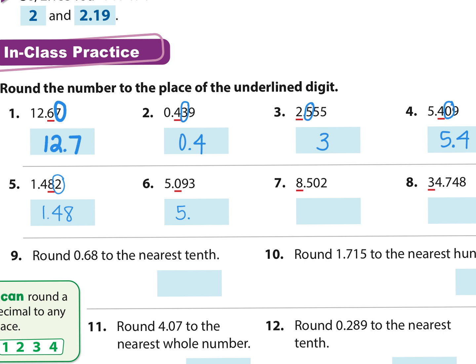Number 6. 5 point what? My underlined digit is 0. My judge is 9. Because 9 is more than 5, what happens to the 0? It will turn into 1. It goes up to a 1 and everything else falls off. Great job, London.